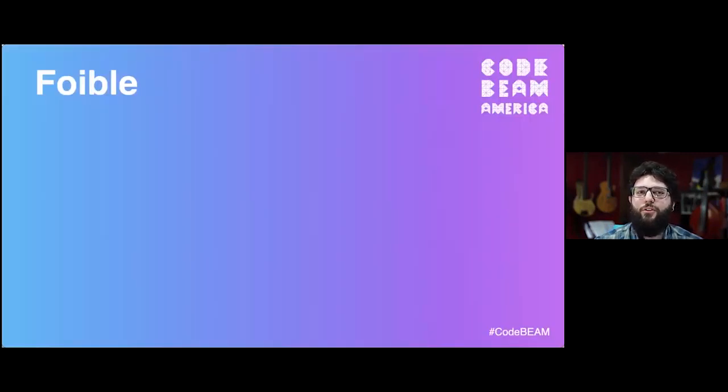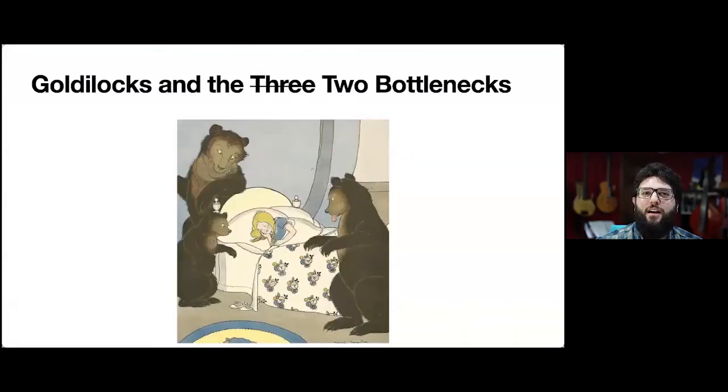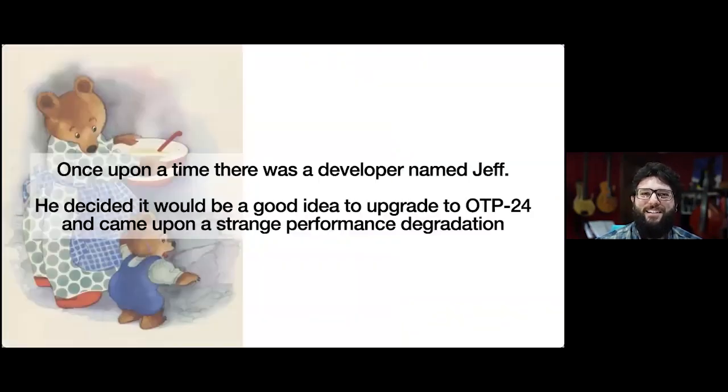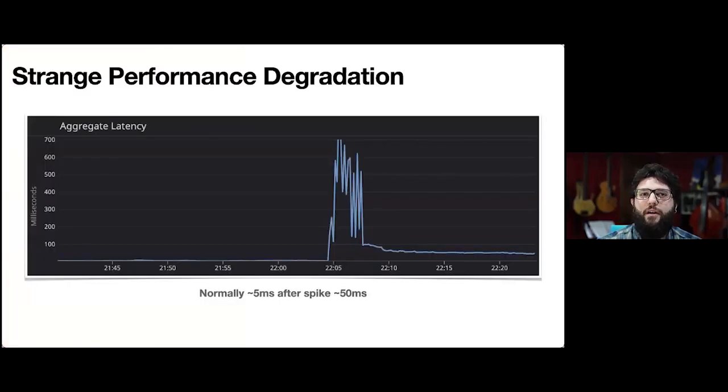Now back to our stories. It's time for our foible. I call this one Goldilocks and the Two Bottlenecks. Once upon a time, there was a developer named Jeff. And he decided it would be a good idea to upgrade to OTP 24 and came upon a strange performance degradation. Now, I've given another talk recently where I talked about the same overall problem, but I'm going to be approaching it from a little different lens. So hopefully it won't be a repetition for anybody.